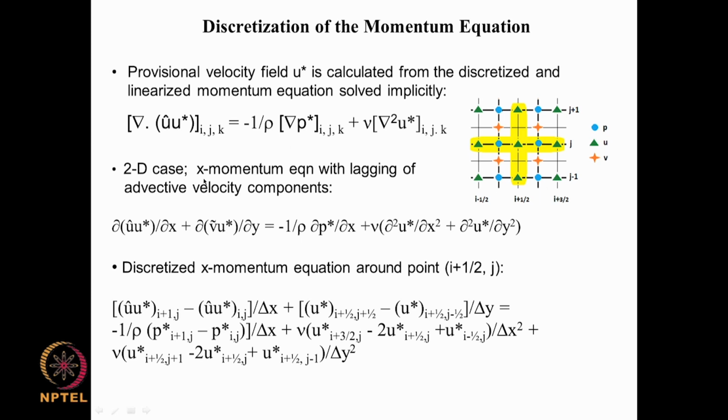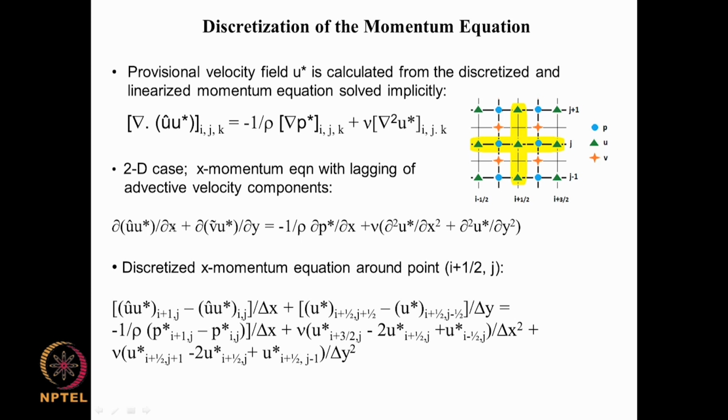So for the 2D case, the x momentum equation can be written as dou by dou x of uu plus dou by dou y of vu equals minus 1 by rho dou p by dou x plus nu times dou square u by dou x square plus dou square u by dou y square. That is the correct equation without any of these extra stars and tildes and all that. So that is the exact equation.